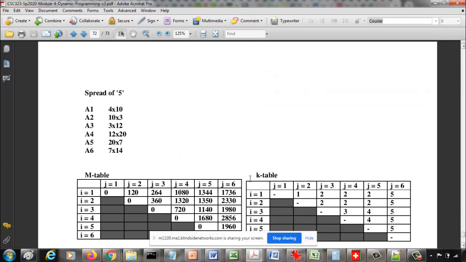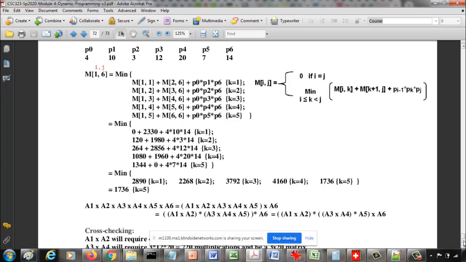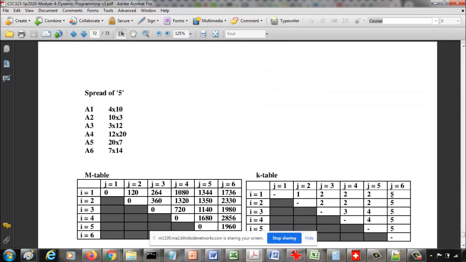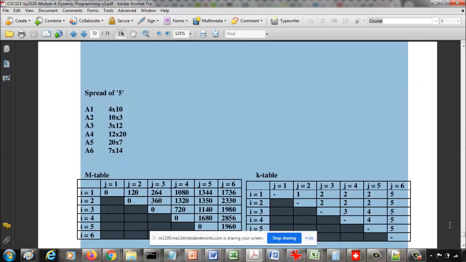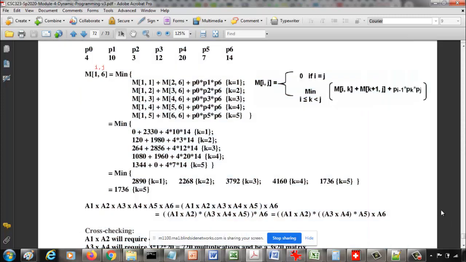So that's the overall answer you want, 1736 multiplications to multiply from A1 through A6. So now we have to work out the parenthesization part. For A1 to A6, the k table says 5. So that means we have to split at 5. So multiply A1, A2 up to A5. That's one subchain. And whatever the result of that multiplication is, multiply with A6. That's how you should split it according to our k table.